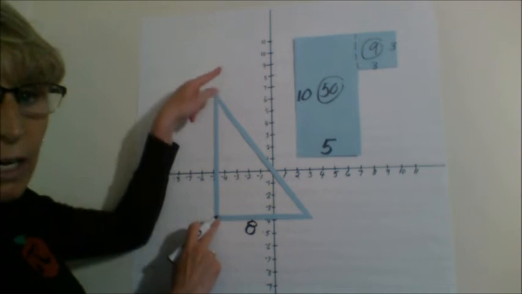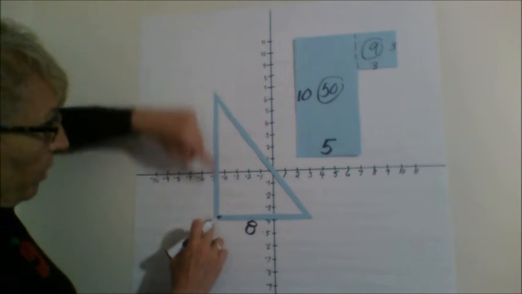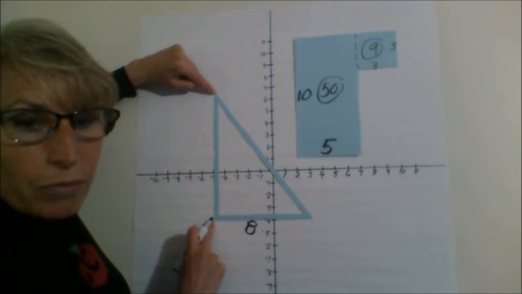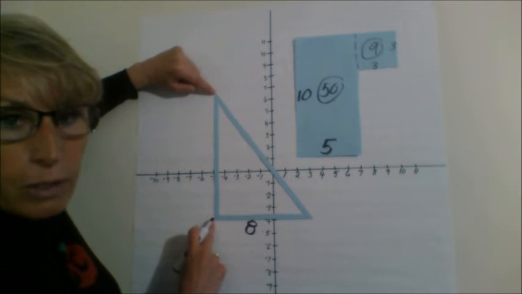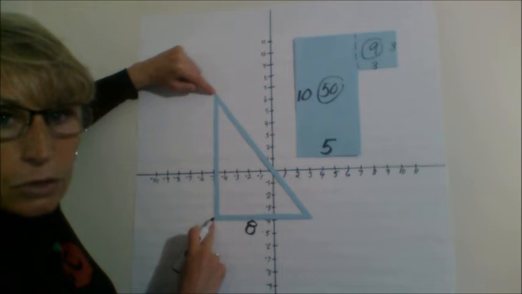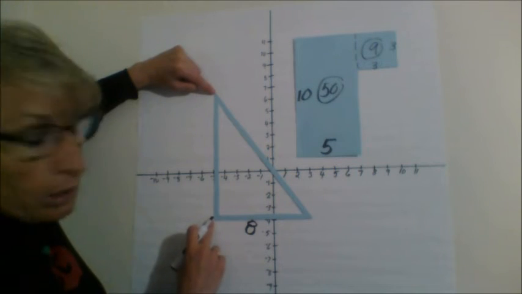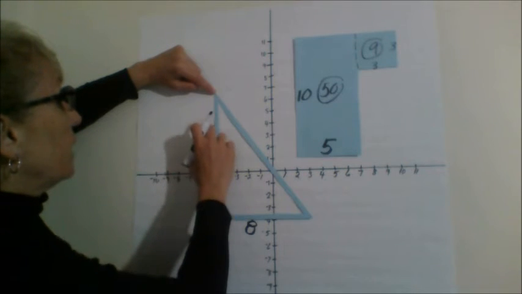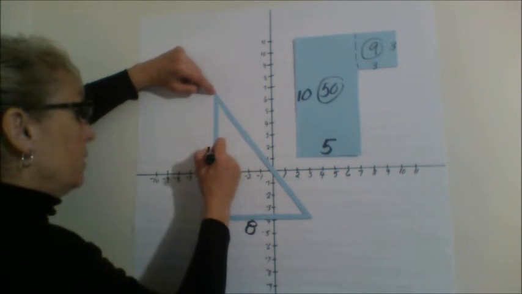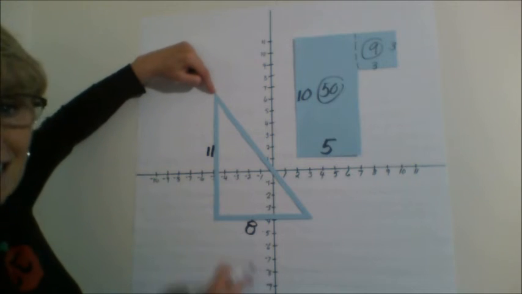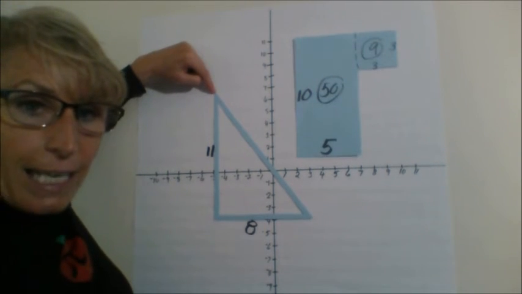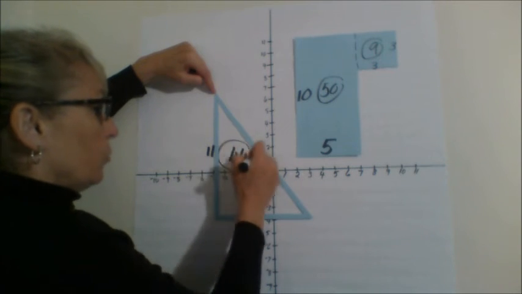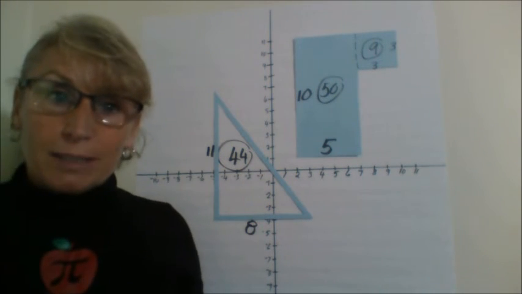Now I'm going to find the height. It's at -4 right here and at +7 here. So the absolute value of -4 is 4. The absolute value of 7 is 7. 7 plus 4 is 11. I'm just going to count it to double check. 1, 2, 3, 4, 5, 6, 7, 8, 9, 10, 11. 11 times 8 is 88. Half of 88 is 44. The area of this triangle is 44 square units.